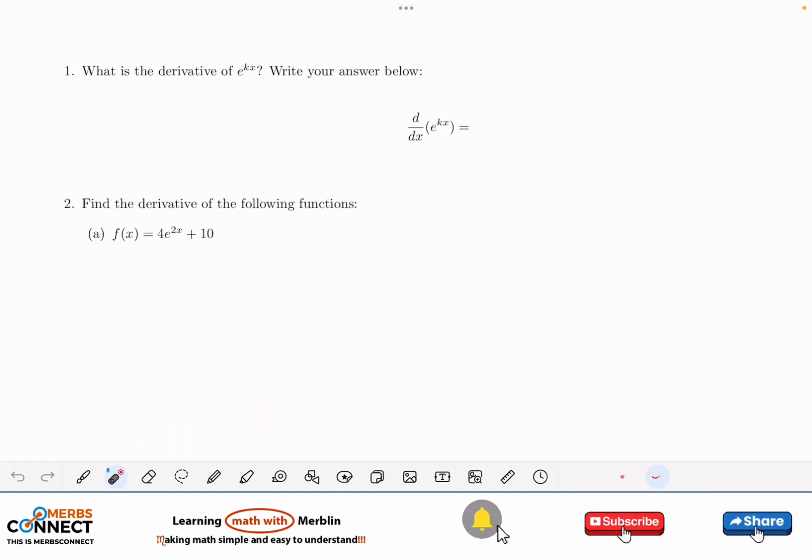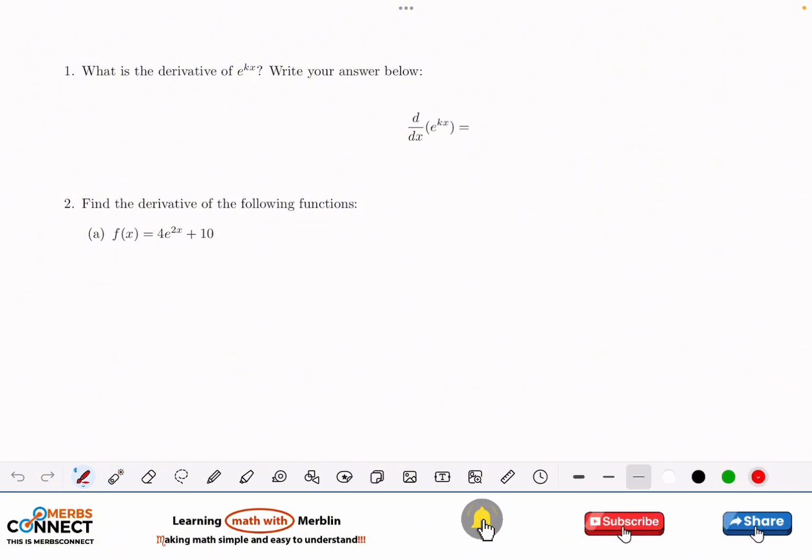Thank you for joining us today. In this video we are going to look at an exponential function in addition to the power rule. We've talked about the power rule already, and now we want to look at how we can differentiate exponential functions too. So what is the derivative of this?